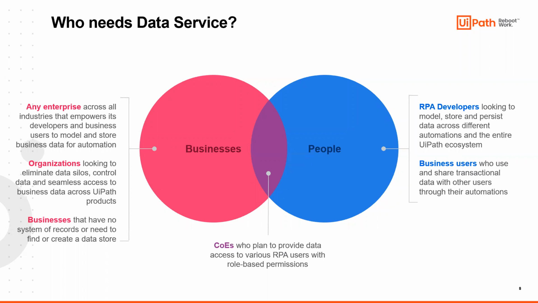Finally, we have the developers who can use data service to model, store, and persist data across different automations. Now they don't have to go through the cumbersome route of fetching data from different applications every time they want to use business data. And also the RPA users who want to share transactional data with other users through automation can make use of data service. So this makes it much easier for business users to share transactional data with other users.